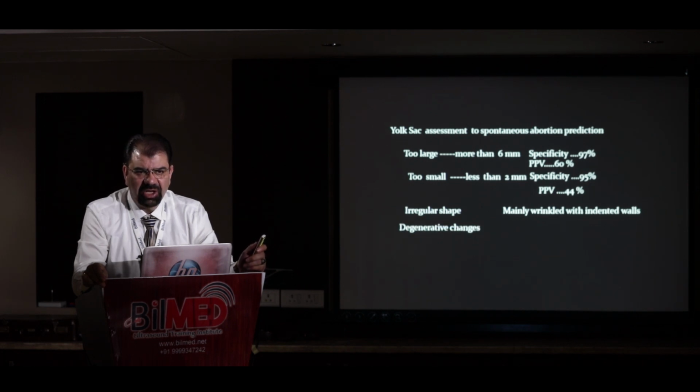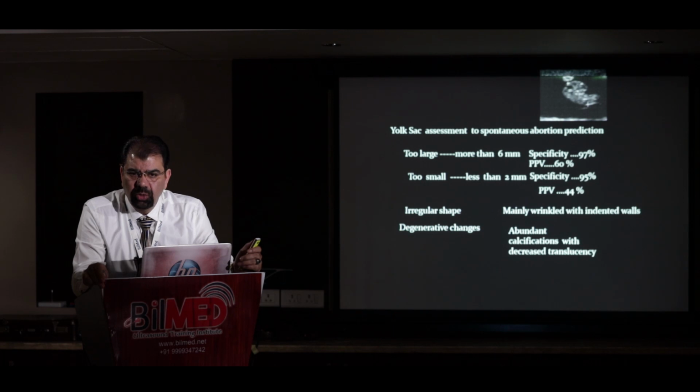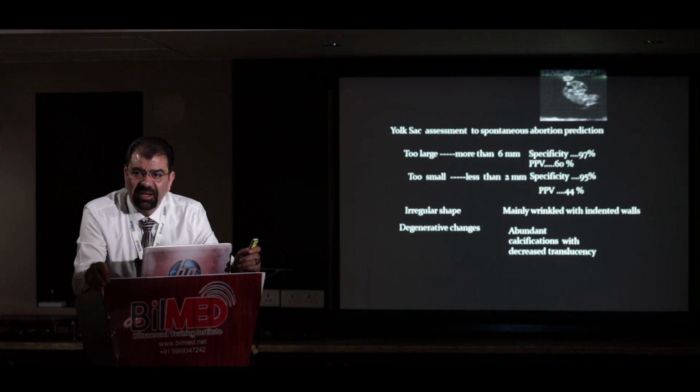Then the degenerative changes. What I mean by degenerative change here is there are abundant calcifications and decreased translucency. Now this decreased translucency means that I told you it should be jet black, but due to any reason, there are some echoes in it, small particle-like things in it. Will you expect it to be jet black? No, it will have a grease shade now. So that is the tiffin having contaminated food.